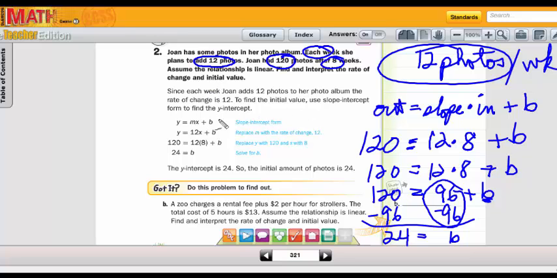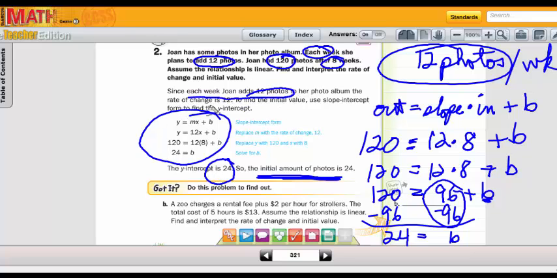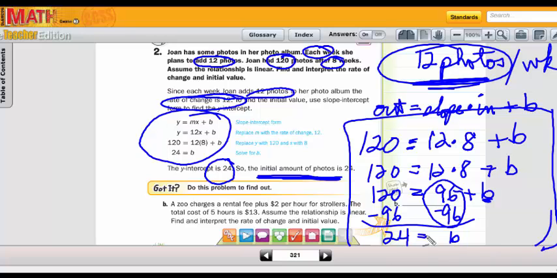We can take a look at it over here, and they show how they did this very similarly to what I just did. We have a y-intercept of 24, and that is the initial amount of photos. Since each week Joan adds 12 photos to her album, the rate of change is 12. We get that strictly from the words. 12 photos per week becomes the rate of change, and then like I showed you here, we can put that output and input into our equation and solve for the initial value. Please press pause and do letter B.